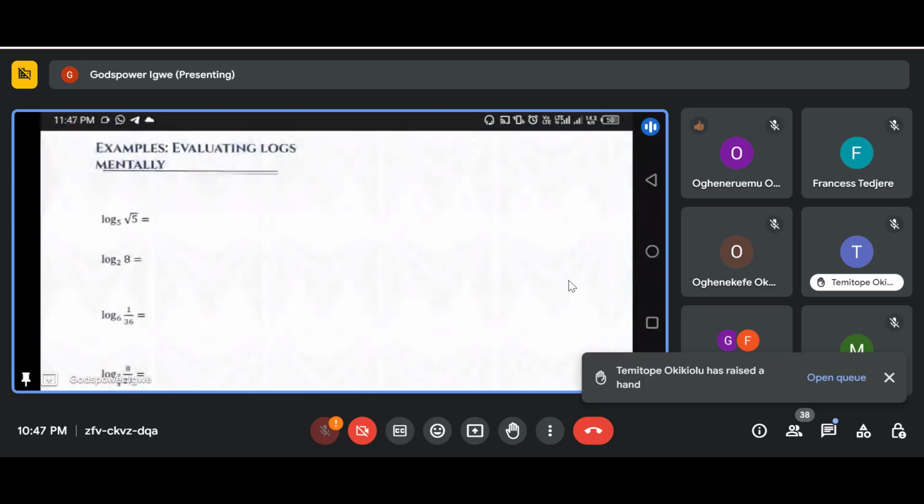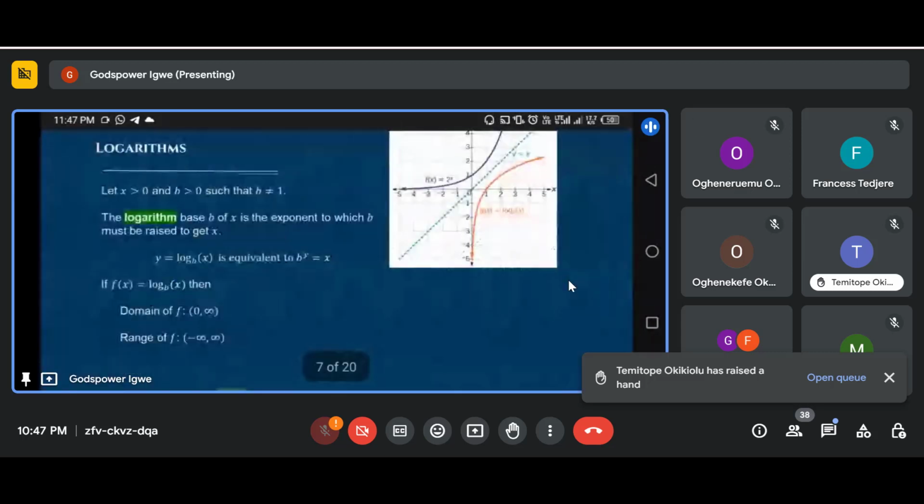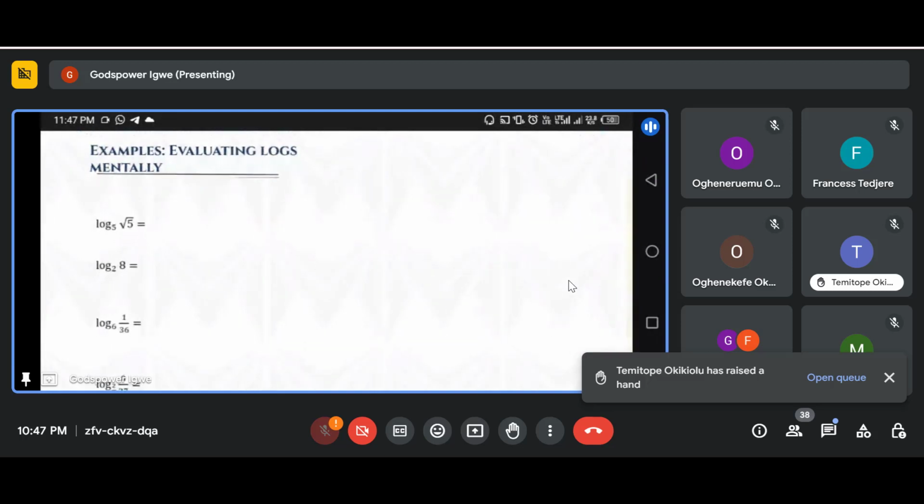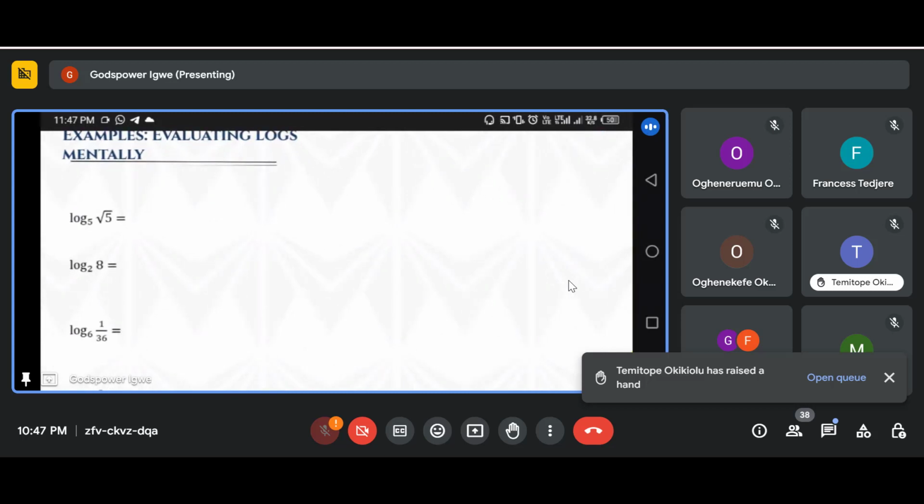Okay, log 5 raised to power, log 5 with 5. Let's have somebody call out these questions for us. Let's see a way to solve them together. Are we together?